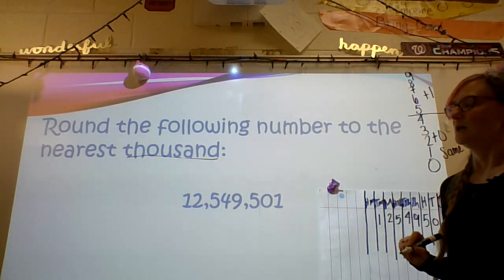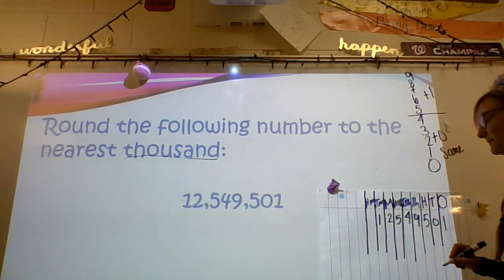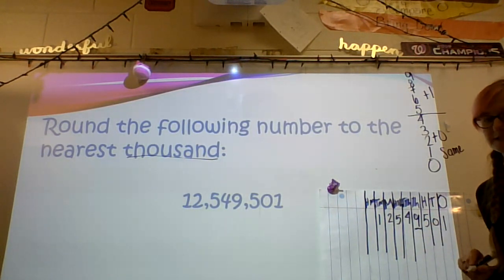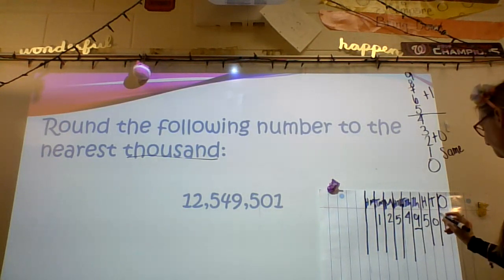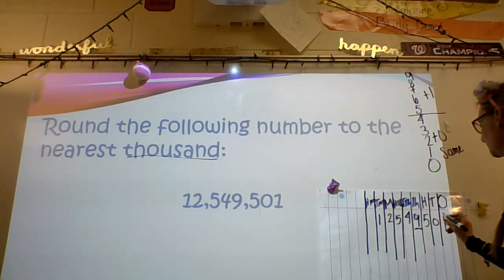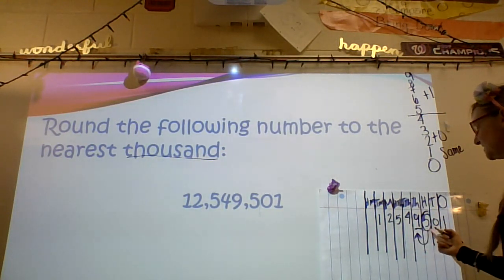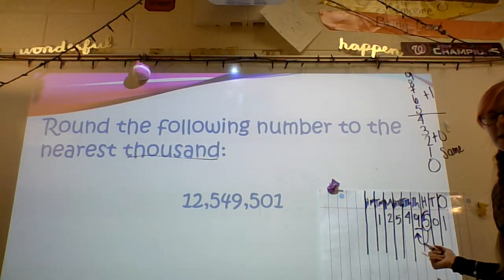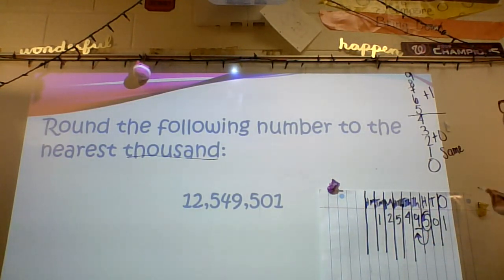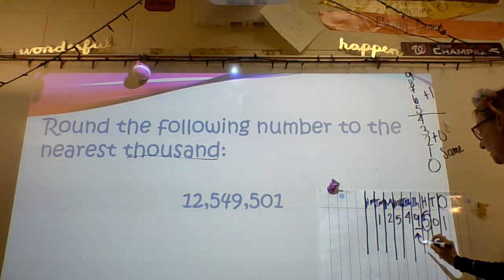12,549,501. It said to round to the nearest thousand place. So when I look in my place value chart, I see that the 9 is in my thousand place. So I circle that, underline that, I underline the 9, and then I'm going to circle my 5. This 5 is going to tell me whether the 9 will grow or whether the 9 will stay the same. As I look at my chart, I see that my 5 is in my plus 1.